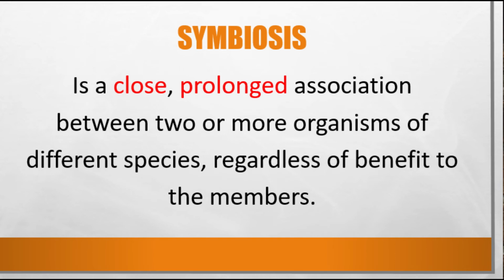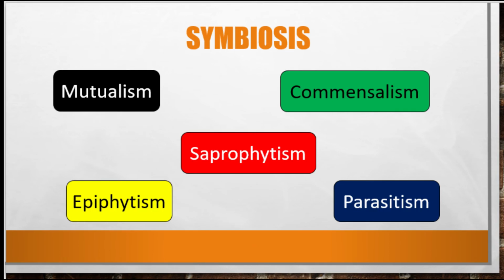Commensalism and parasitism. Let's start with the first one. Mutualism. Mutualism is a close relationship between two organisms of different species in which both partners benefit. So both of them will benefit.